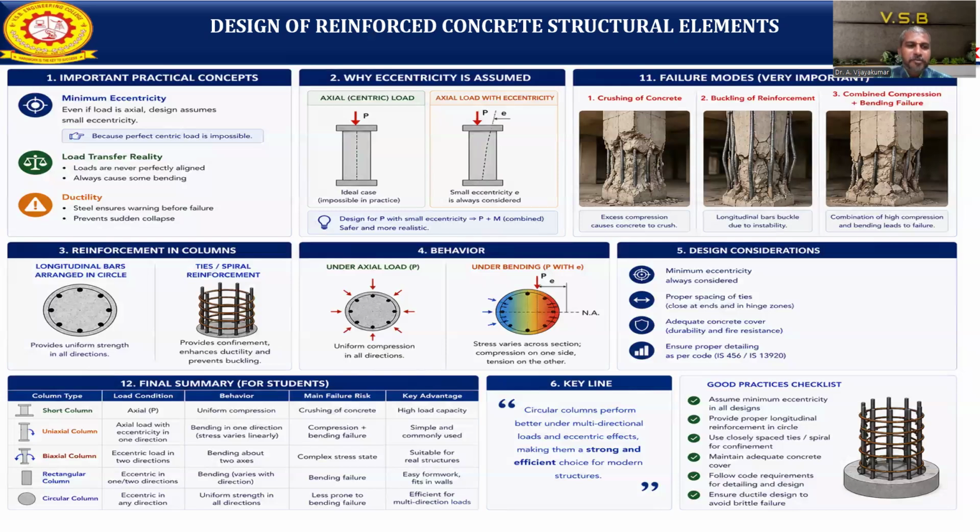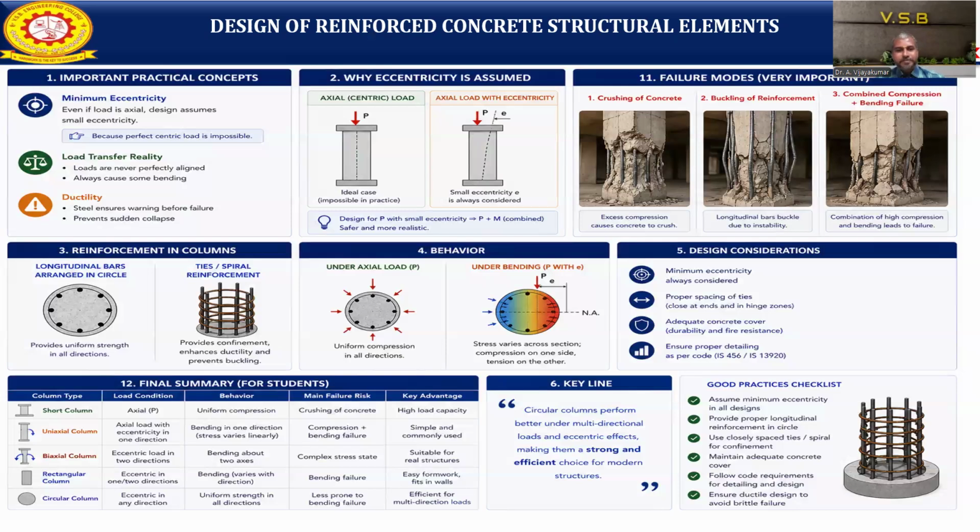The different types of reinforcement were already discussed. Longitudinal bars are arranged in a circular form, which gives uniform strength in all directions. Ties or spiral reinforcement provide confinement, enhance ductility and prevent buckling of the column. As for behavior, if the load acts at the CG, we get uniform compression in all directions. In case of eccentricity, one side has maximum stress and the other side has less compression or tension starts.